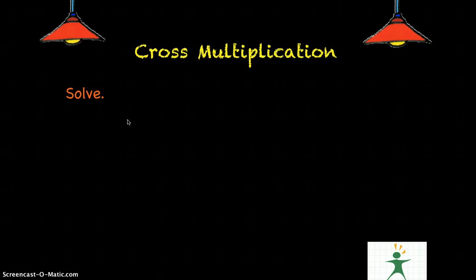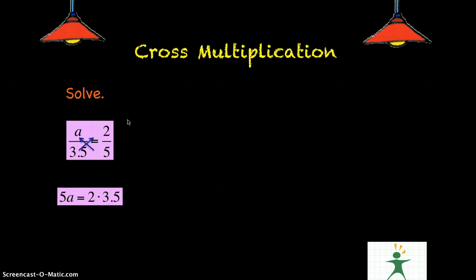missing value. So given an equation a over 3.5 is equal to 2 out of 5, or 2 divided by 5. Let's draw that cross. There you go. And then the other one. Okay, so from 5 we go a times 5. So you have 5a. And then on the other side, you multiply these two crossing out. So you have 2 times 3.5. Let's simplify. 5a, 2 times 3.5 is 7.